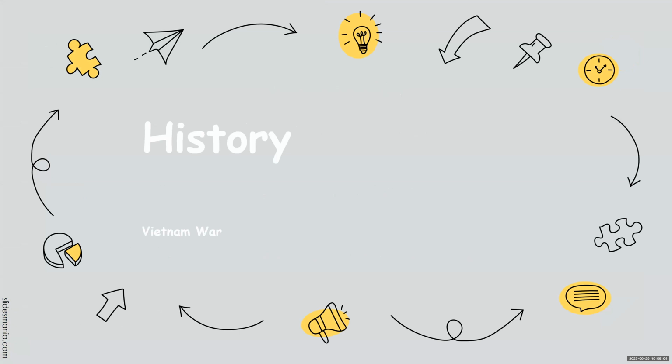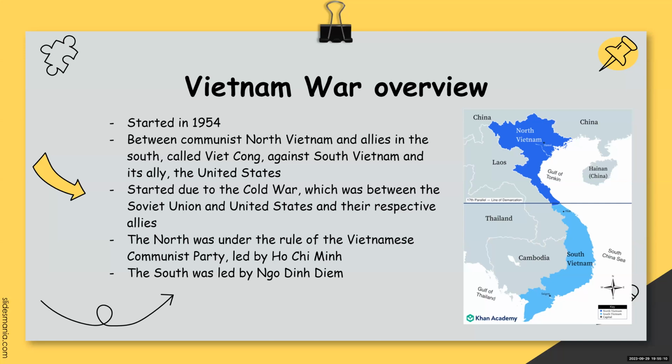All right, for history, we'll be doing the Vietnam War. All right, so it started in 1954, and it was between the communist North Vietnam and South Vietnam and their allies. The North Vietnamese were called the Viet Cong, and it started due to the Cold War, which, if you forgot, was between the Soviet Union and the United States and their respective allies. The North was under the rule of the Vietnamese Communist Party, led by Ho Chi Minh, and the South was led by Ngo Dinh Diem.